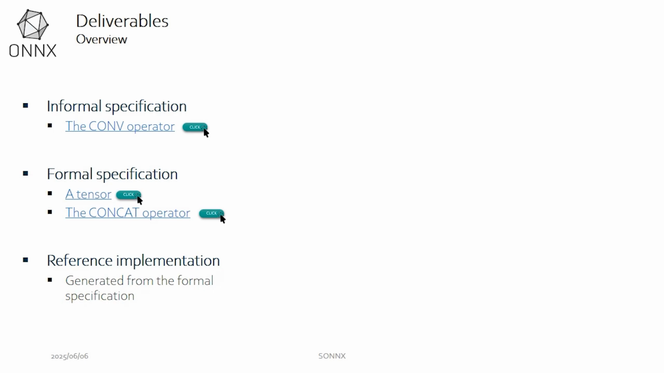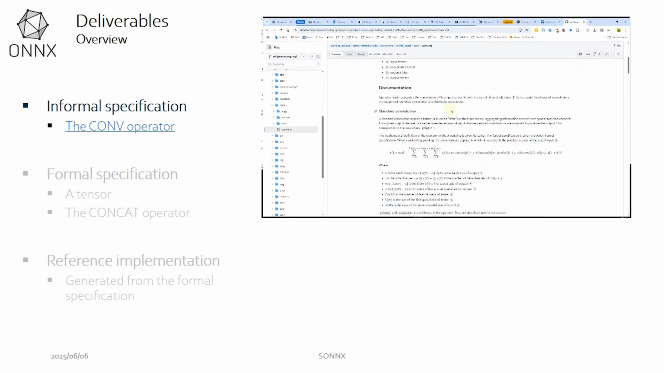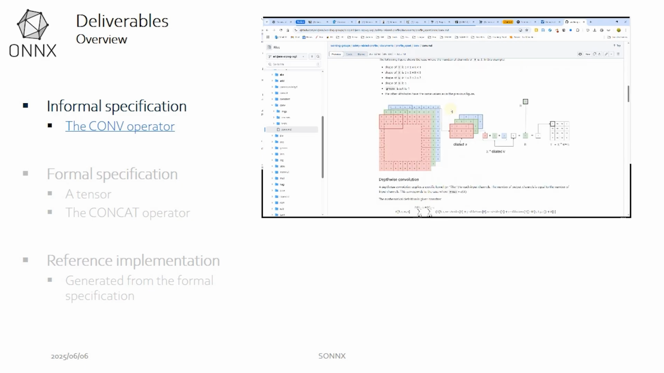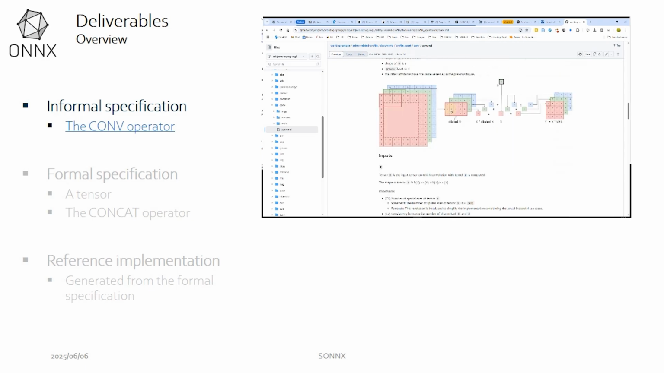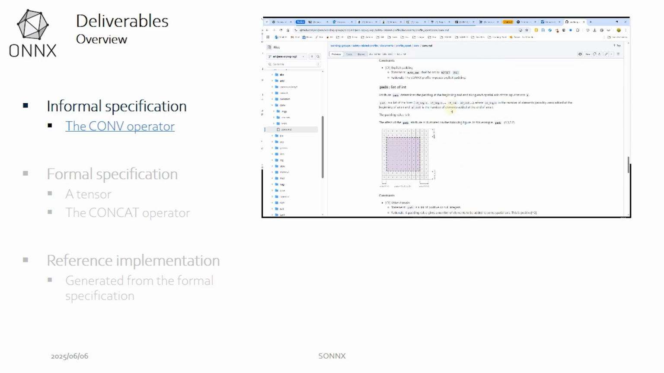To give you a concrete overview of the project's results, let's have a very quick look at a sample of informal and formal specification. For each operator, we first provide an informal description. This is part of the documentation and aims to clearly explain the behavior of each operator. Here is an example of documentation for the conv operator, which performs a convolution.